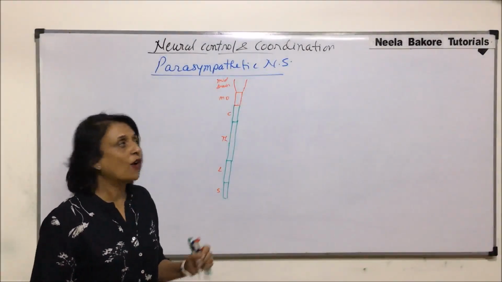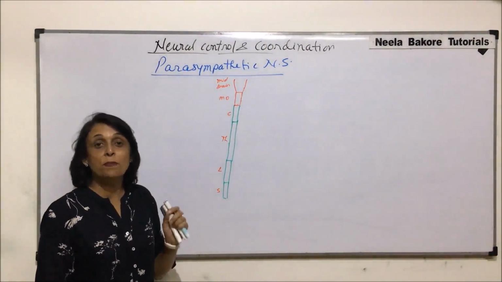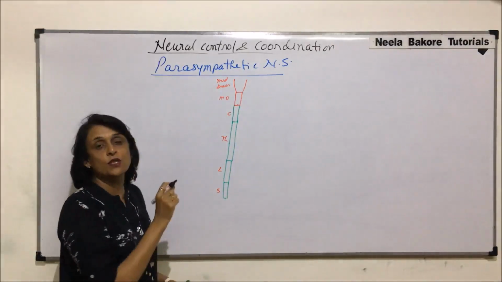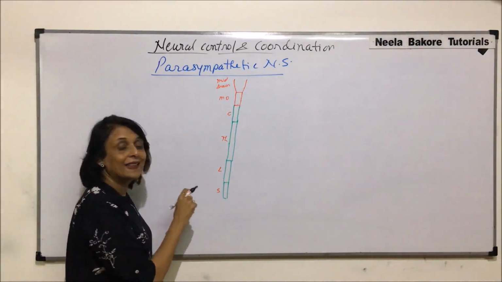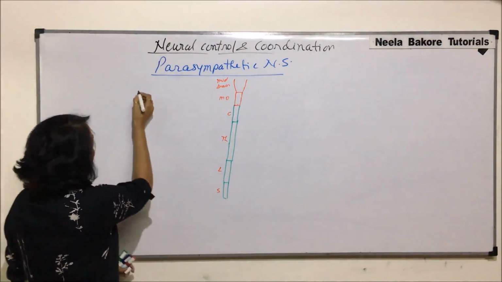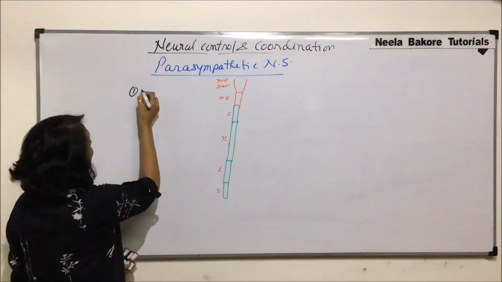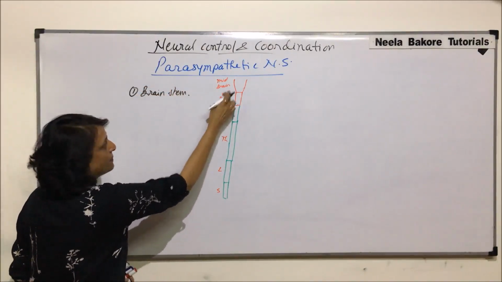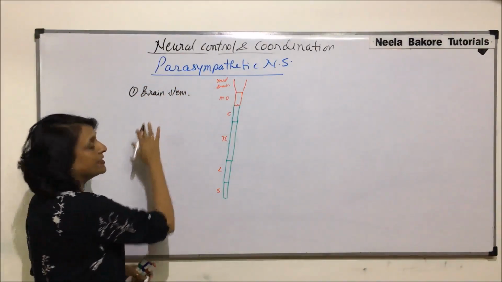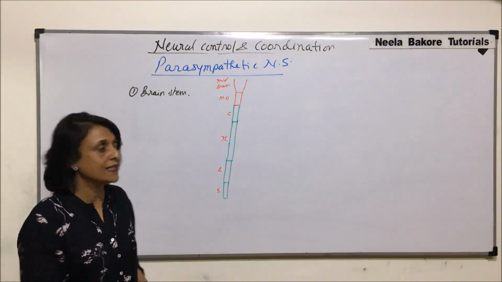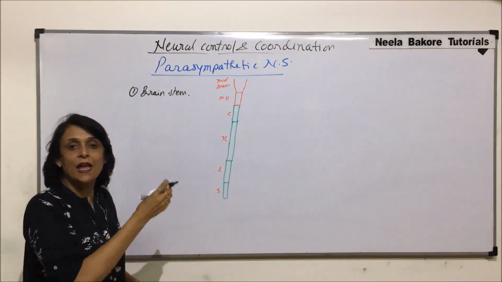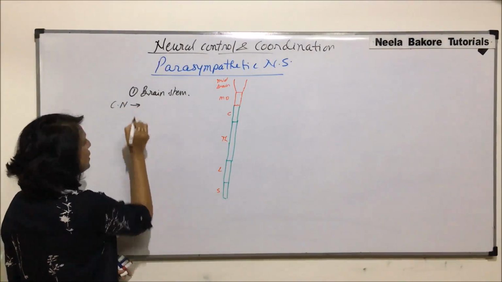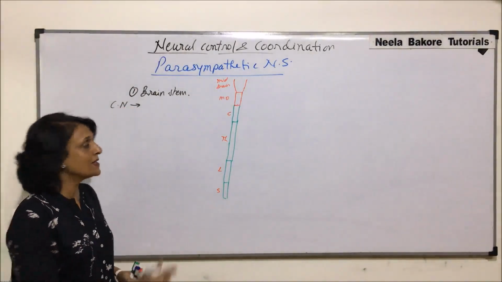So, in case of the parasympathetic nervous system, the preganglionic nerve fibers arise from two regions. One is the brain region, which includes the brain stem and medulla, and the second is the sacral region. So, let us talk about the origin part. It arises from the brain stem and this medulla, and this is the part from where the cranial nerves also arise. So, these preganglionic fibers actually arise from these cranial nerves. Let us write down the numbers of these cranial nerves from where these preganglionic fibers arise.